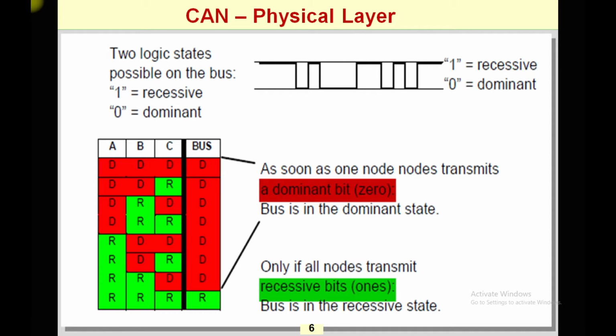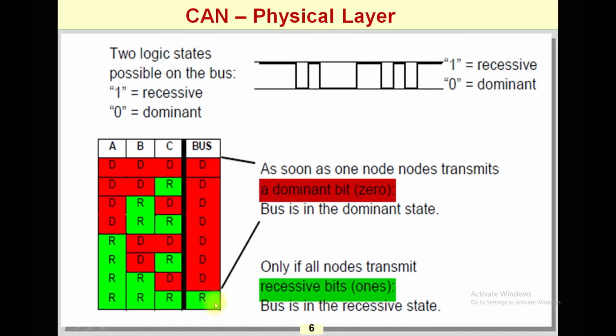What is AND logic? When any one of the inputs is 0, the output is 0. That means if any one of the inputs is dominant, the output is dominant. That is what is shown here. Dominant means 0. Except the last row, 1 1 1, which is recessive, recessive, recessive, so the bus is recessive and idle. In all the other 7 cases, at least one input bit is 0. Hence the CAN bus is 0, which is called dominant. That is, the bus is occupied.